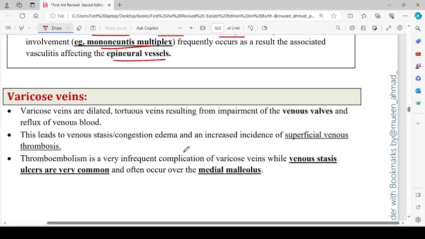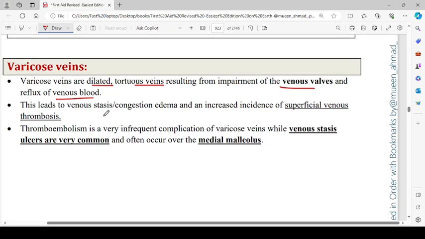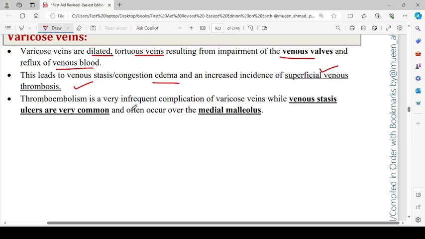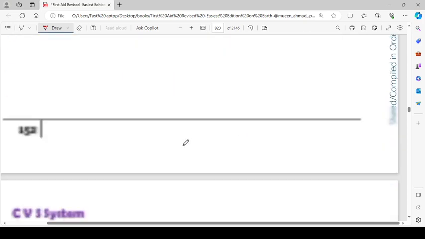Then we have varicose veins. Varicose veins are dilated tortuous veins resulting from impairment of the venous valves and reflux of the venous blood. This leads to venous stasis and congestion, edema, and an increased incidence of superficial venous thrombosis. Thromboembolism is a very infrequent complication of varicose veins, while venous stasis ulcers are very common and often occur over the medial malleolus.